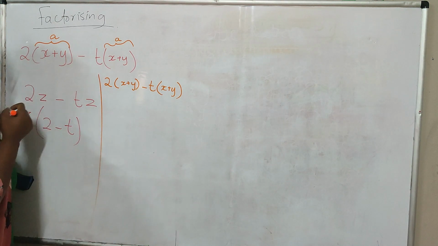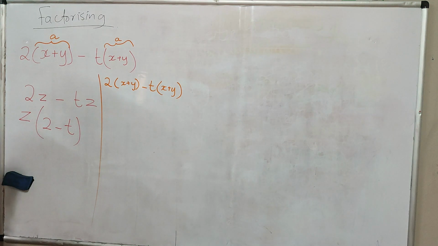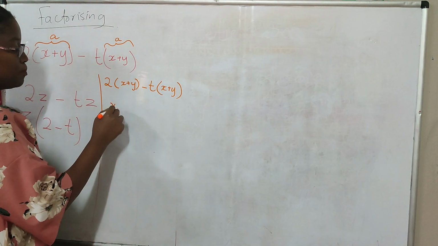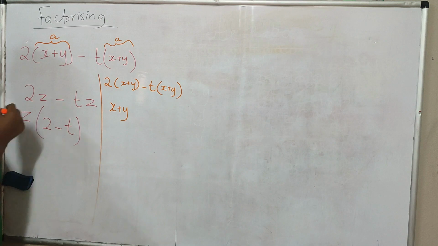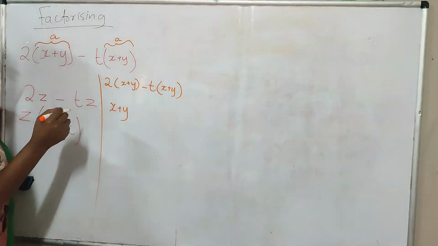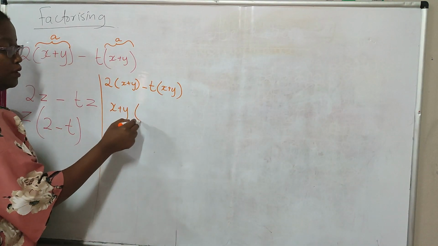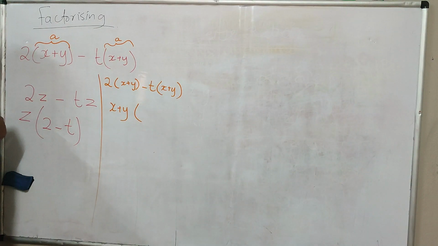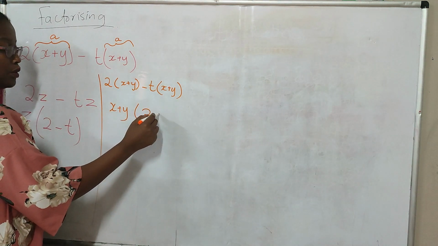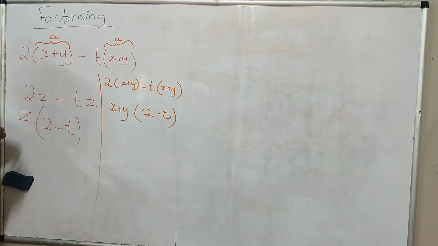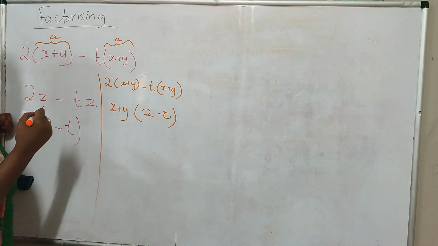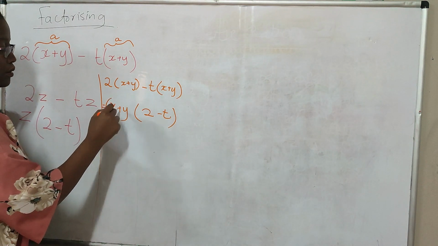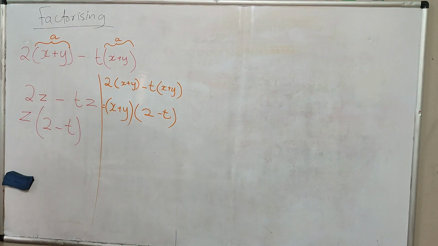x plus y. So tell me what to write. x plus y, bracket. Open or close bracket? Open. What did we do? 2 subtracted by t. Okay, halfway correct. What are we supposed to do, Estienne? We're supposed to say x plus y, and keep it in brackets.